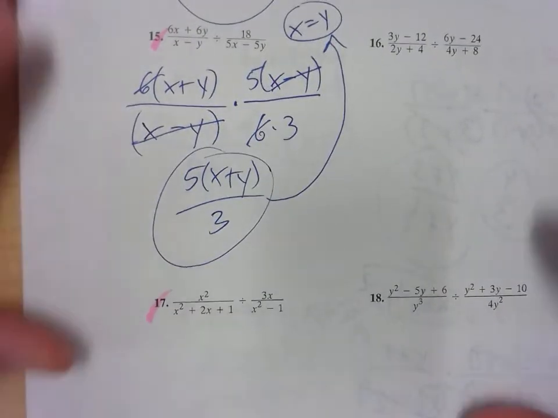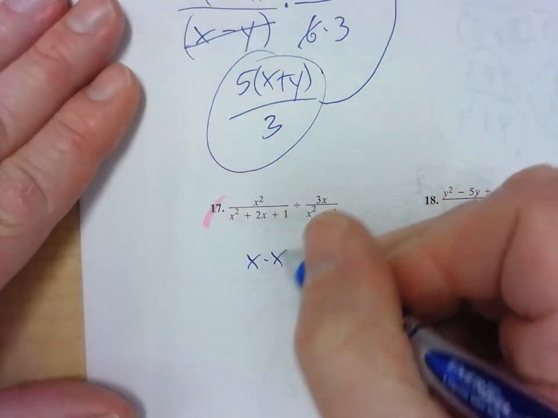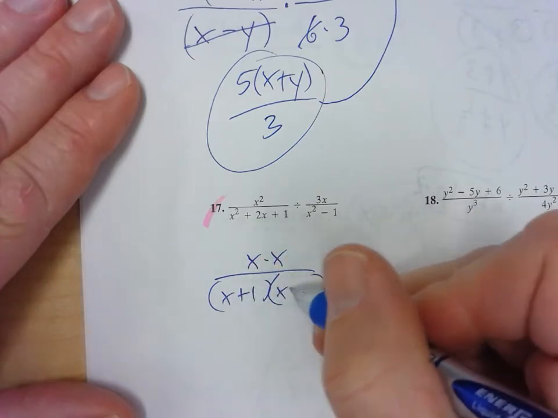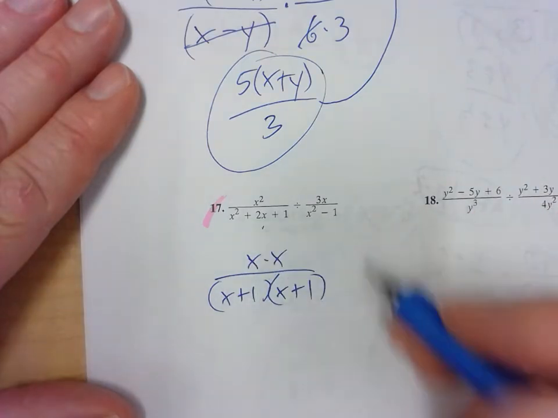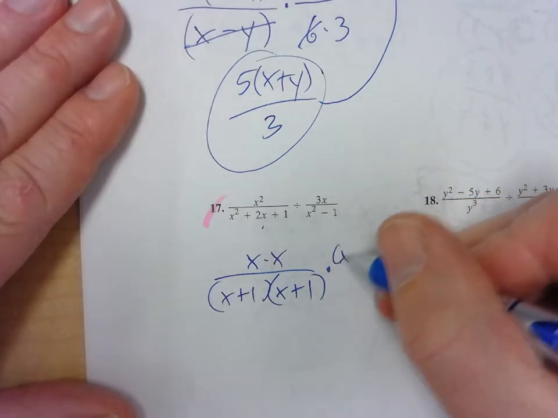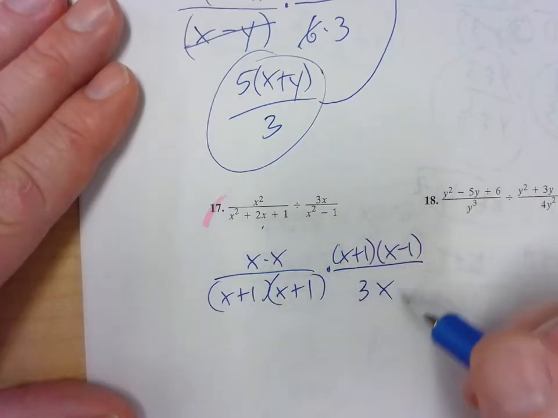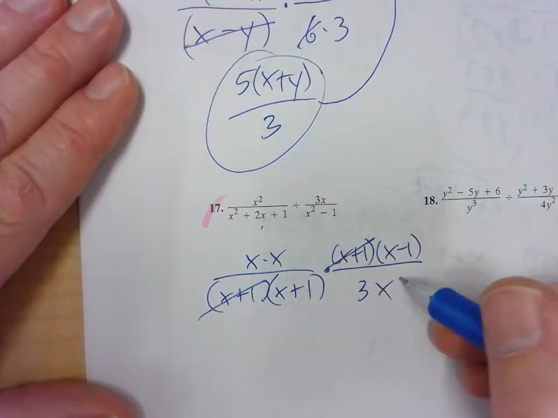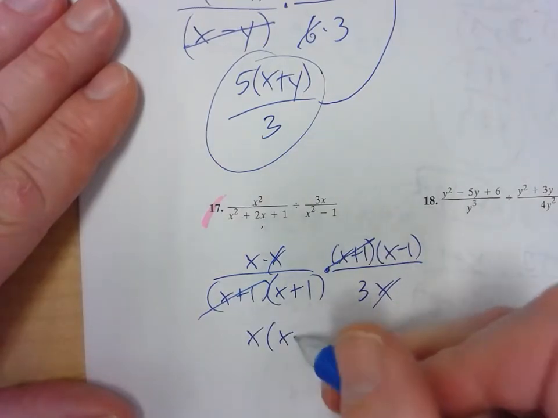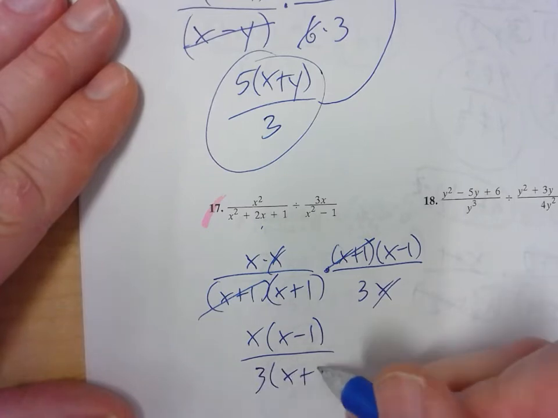And then the last one, we're going to factor and flip at the same time. So we get x times x for x squared. Then this factors into x plus 1, so that would be that, and then I'm going to flip it. That's the difference of two perfect squares, so that's x plus 1 and x minus 1 over 3x. So gone, gone, gone, gone. We're left with x on the top, x minus 1 on the top, and then 3, and then x plus 1 on the bottom.